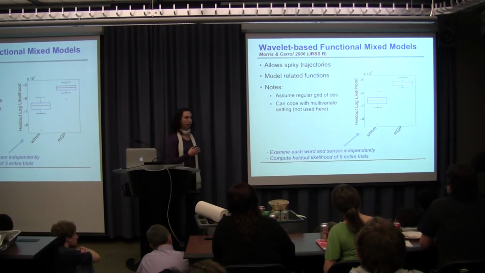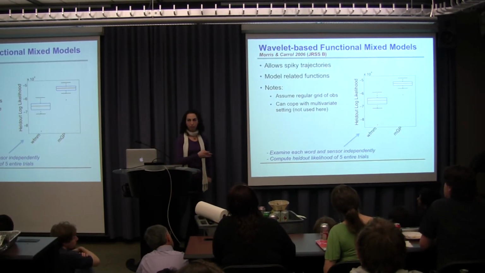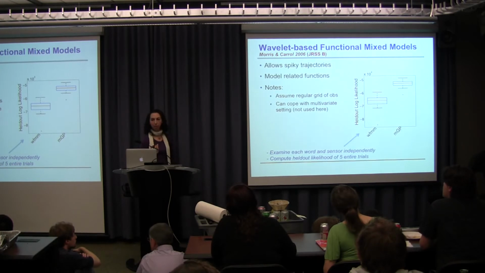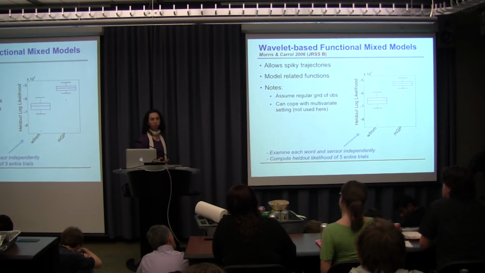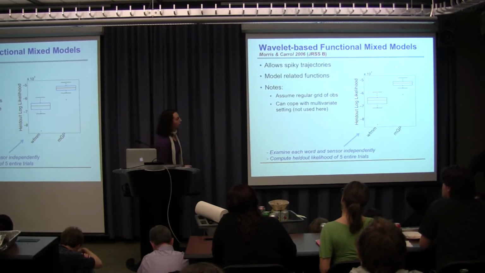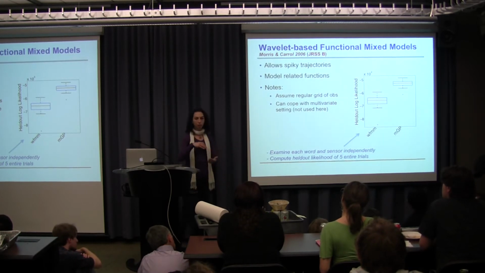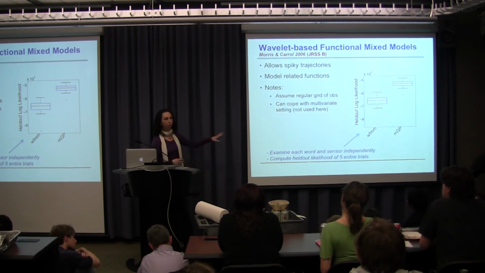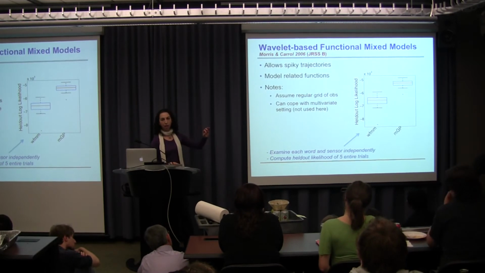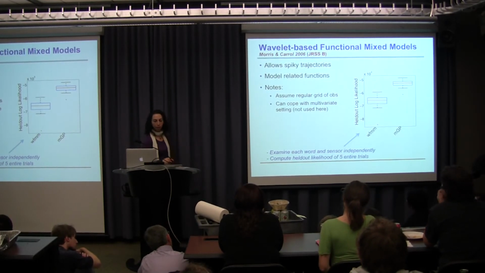One is the wavelet-based method assumes a regular grid of observations. So that might be fine in some applications, such as our MEG data here, because it occurs on this regular grid, but that's not true in all applications. But on the other hand, this wavelet method has a really nice way of coping with multivariate data that we're not harnessing here, which is looking at univariate processes.